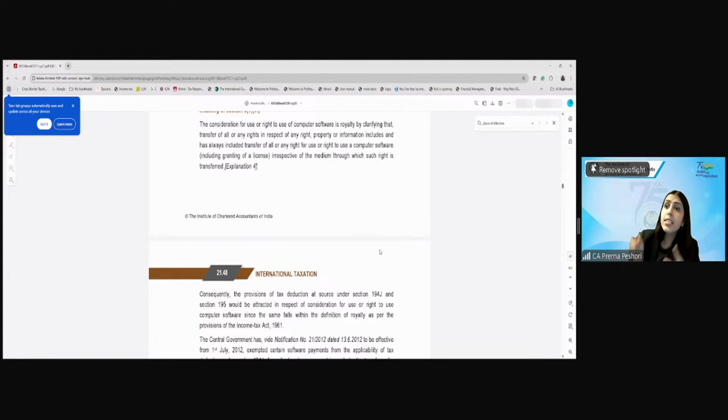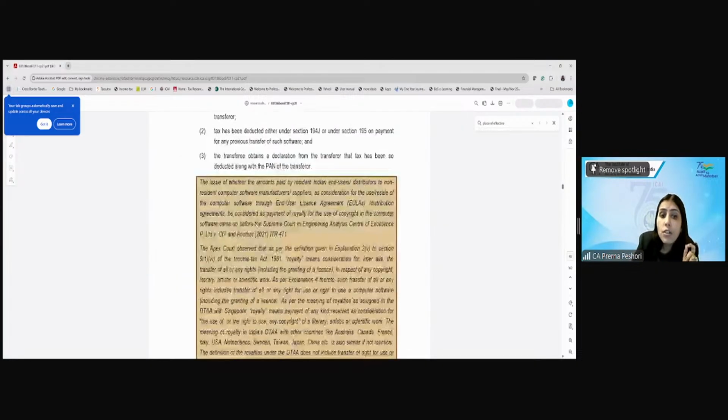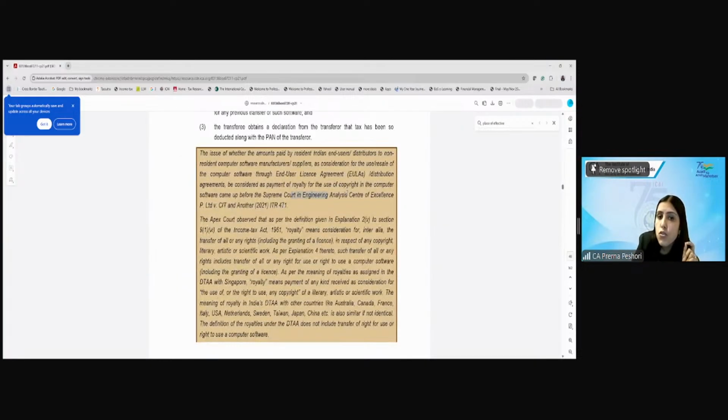But if you're not coming from a country with which India has a DTAA, then in that particular case, the Income Tax Act says that the consideration for the use or right to use a computer software is going to be royalty. So only if you are coming from a country with which India has a treaty, in that case, you can claim that the purchase of computer software is not royalty, relying on the decision of the Supreme Court in the Engineering Analysis Center of Excellence case.